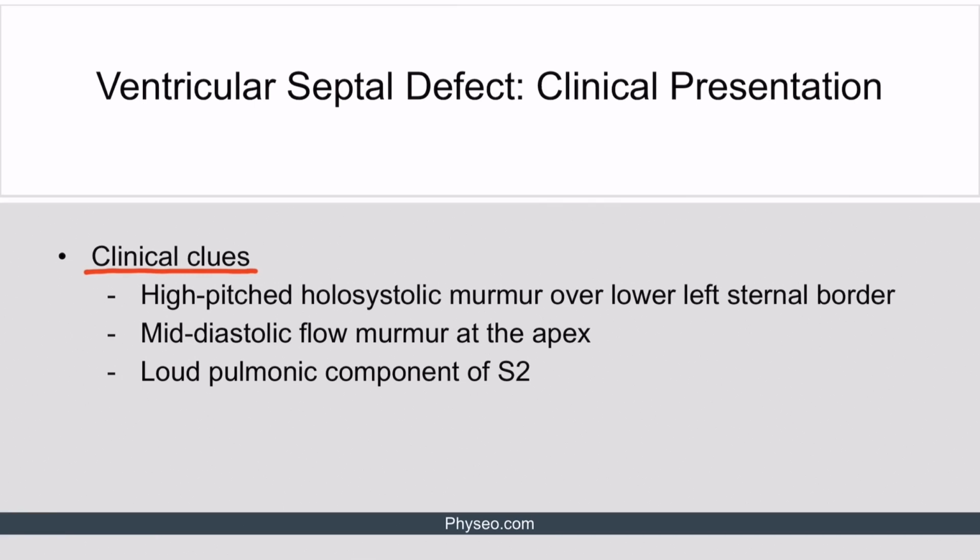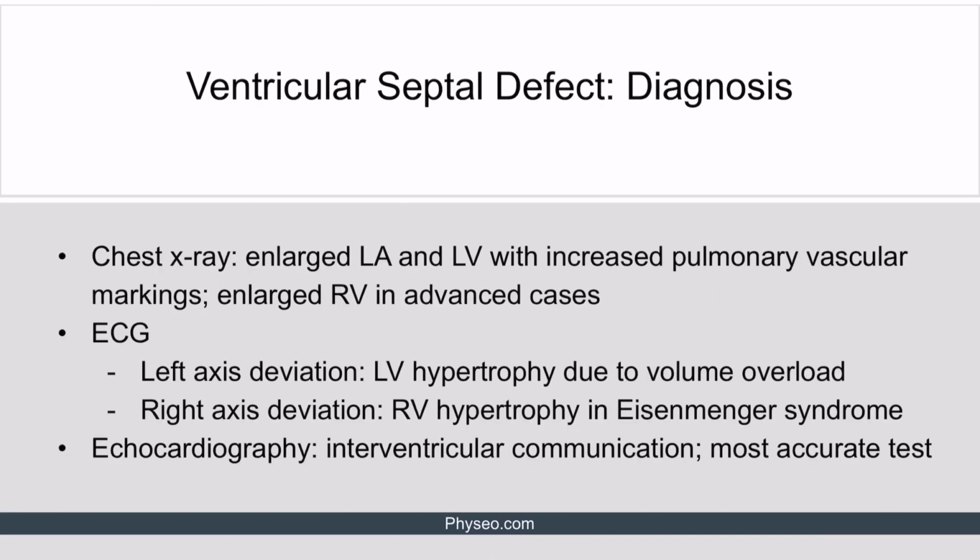A mid-diastolic flow murmur can also be heard at the apex due to increased blood flow through the mitral valve. A loud pulmonic component of the second heart sound S2 can also be appreciated. Diagnosis of VSD is strongly correlated with the clinical presentation. Chest X-ray reveals enlarged left atrium and left ventricle with increased pulmonary vascular markings.